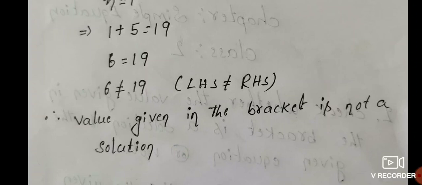One more problem. So here LHS is not equal to RHS. The value of variable n is equal to 1. We substituted it, so 6 is equal to 19, but 6 is not equal to 19. Therefore the value given in the bracket is not a solution because LHS is not equal to RHS. Okay. One more problem.